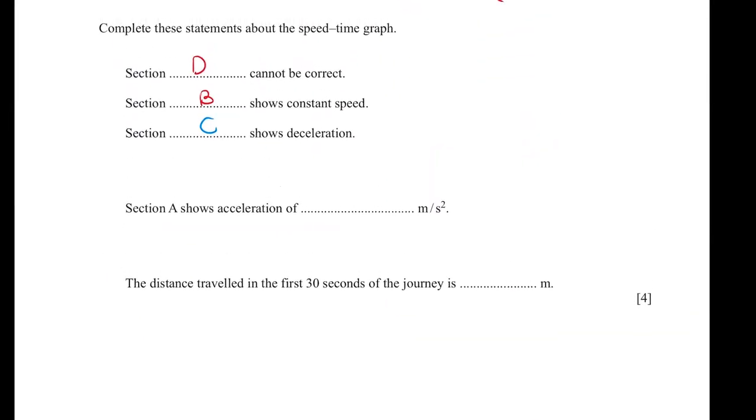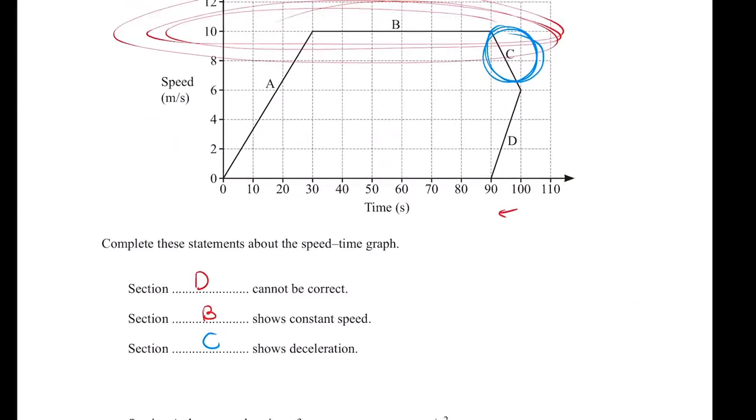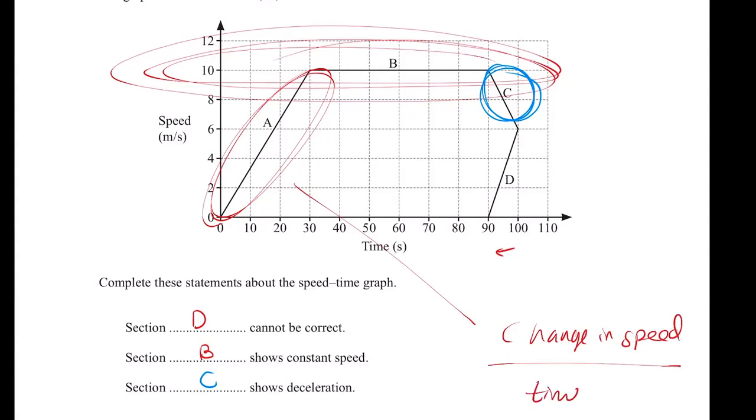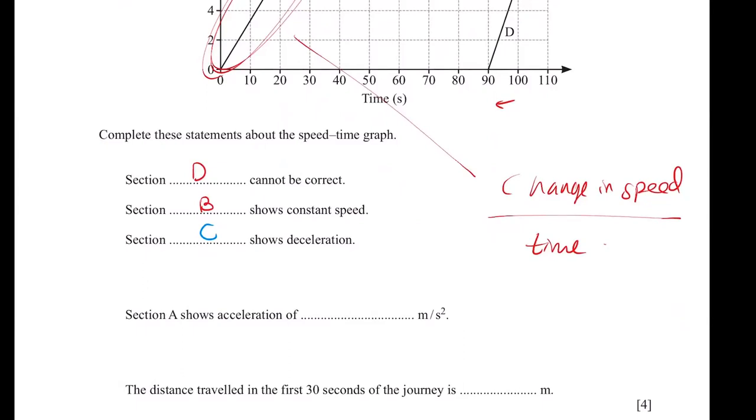Section A shows acceleration of how many meters per second squared. Acceleration here, change in speed over time. So 0 to 10 in 30 seconds. So 10 meters per second in 30 seconds. Answer would be 1/3.